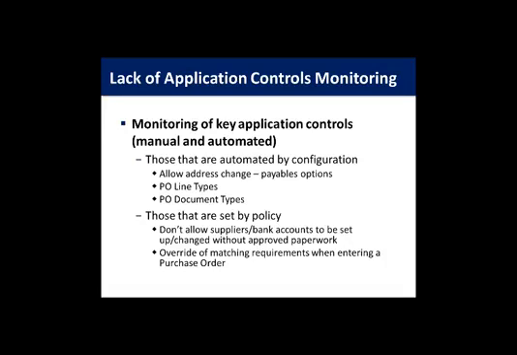So the manual application controls would be things that are set by policy, things like not allowing suppliers or bank accounts to be set up without approved paperwork, or by policy, you may suggest that buyers are not allowed to override the matching requirements when entering a PO at the shipment level.